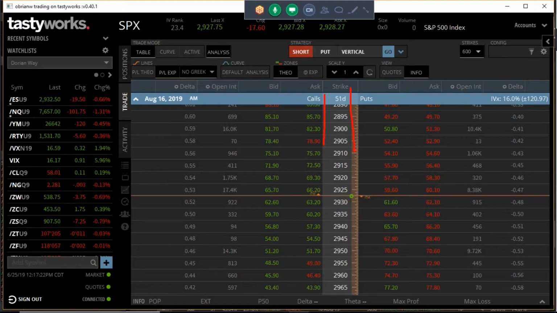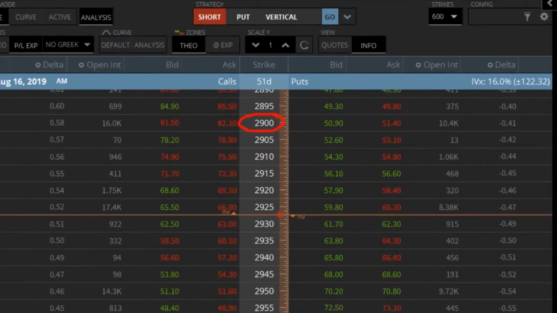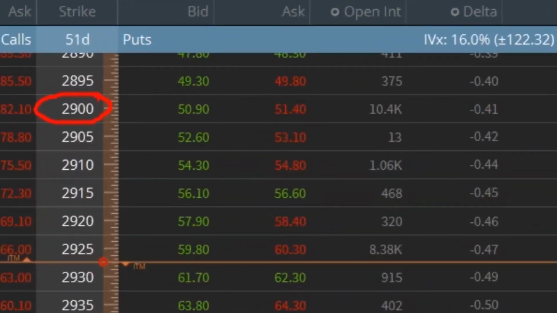And when you buy a put, it gives you the right but not the obligation to sell the underlying at the strike price. So in this case, we're looking at the 2,900. If you buy a put at the 2,900, it gives you the right but not the obligation to sell the SPX at the 2,900 strike price. If you sell, then you have the obligation to buy at that point. So if you sell, you have the obligation to buy from the buyer if they exercise their right.